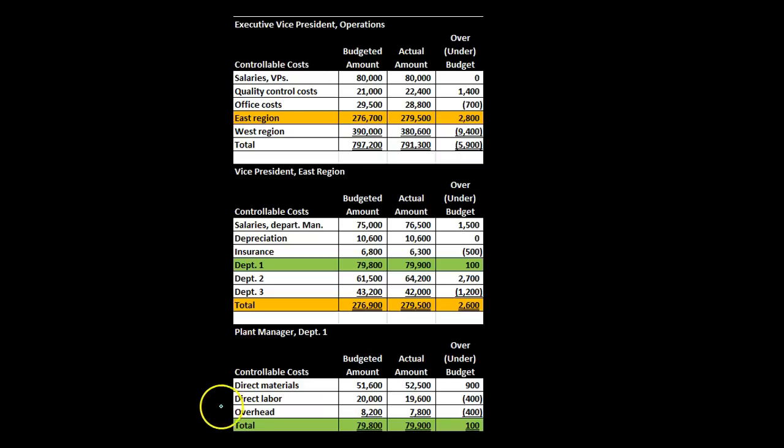Here's the store. We put our stuff together, summarize it. It's going to go up included here. Same process would happen for Department 2 and Department 3. And then we're going to sum up the detail that's in control of the vice president of the East region. And those totals will then be included at the next level up in the executive vice president of operations. We see the detail down here. It's one line item on the report for the executive vice president of operations.